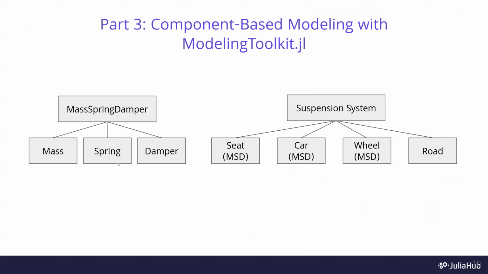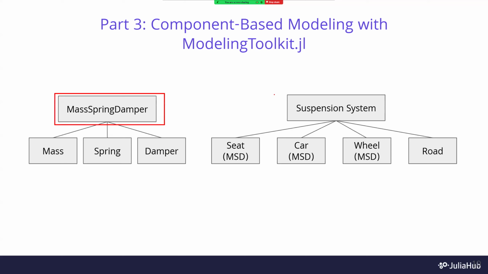So let's go ahead and take a look at a problem with component-based modeling, and we'll get a better idea of what's going on here. What we're going to do today is create a suspension system. We're going to start off by creating mass, spring, and dampers. And then those three components are going to make up the mass spring damper.